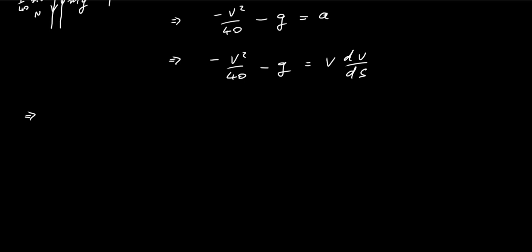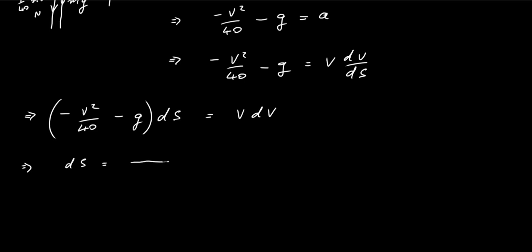The first thing I'm going to do is multiply across by ds. That'll give me minus v squared over 40 minus g, and all of that is multiplied by ds, and that's equal to v dv. The next thing I'm going to do is get the v's on their own on one side. So I'm going to leave the ds on the left hand side, and on the right hand side I'm going to divide that v by minus v squared over 40 minus g, and that's dv here. So I've now got the ds's on one side and the v's and dv's on the other side.